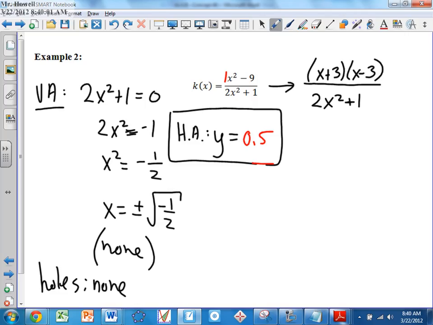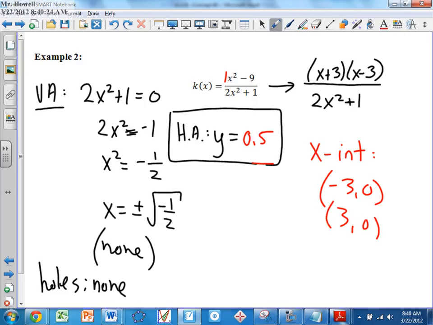How do I find the x-intercepts? Set y to 0, but what do I really care about again? Only the numerator. What would make the numerator 0? So my x-intercepts in this case are (-3, 0) and (3, 0). Again, the x-intercepts just come from the numerator.